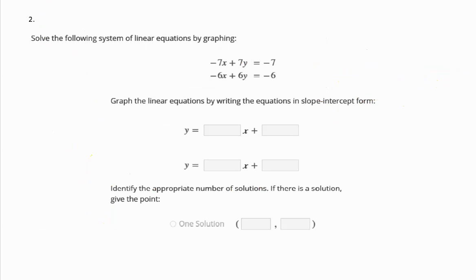Now in example 2, we're asked to solve the following systems of equations by graphing. And in order to graph them, they're asking us to write them in slope-intercept form, y equals mx plus b, which we've been working on. So we'd like you now to take this equation and this equation, solve for the letter y, and you're going to put them in these boxes, and we'll give you time.